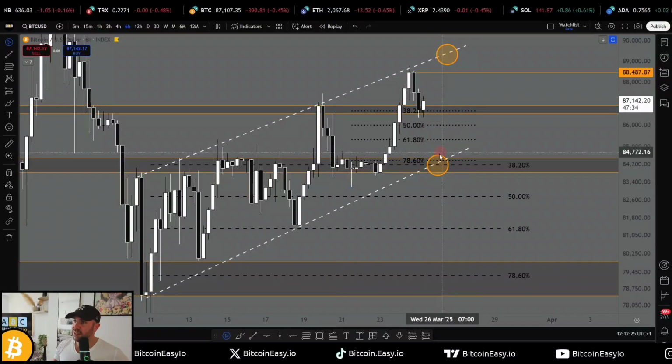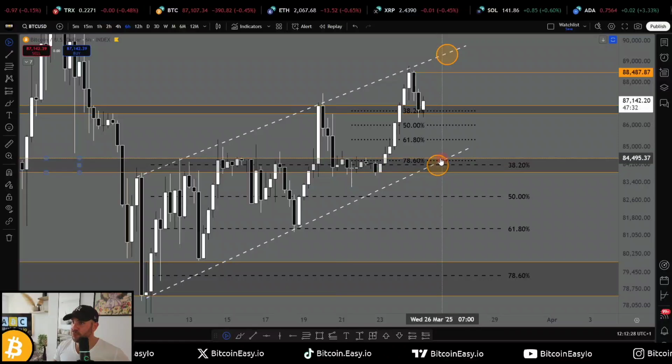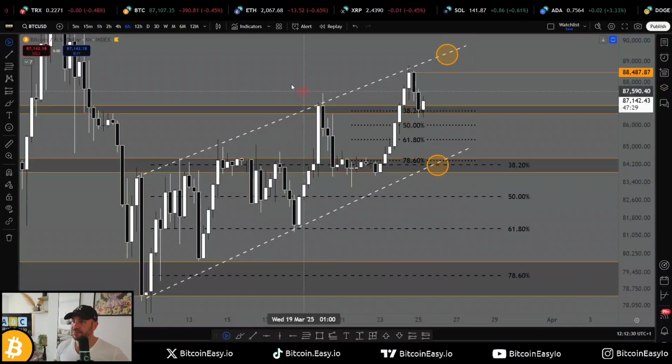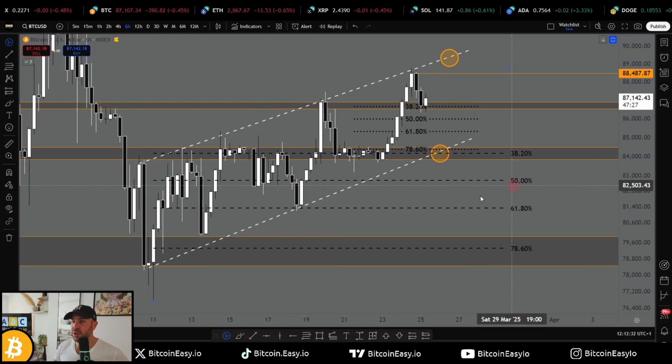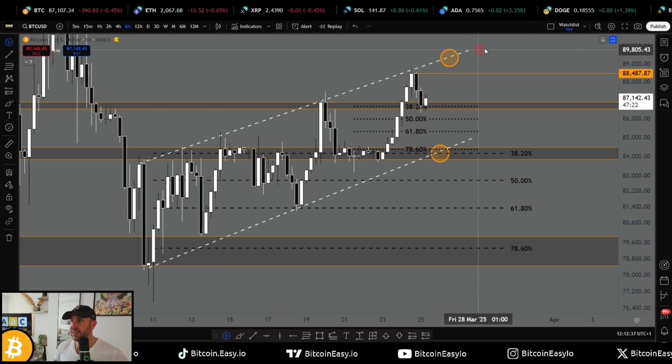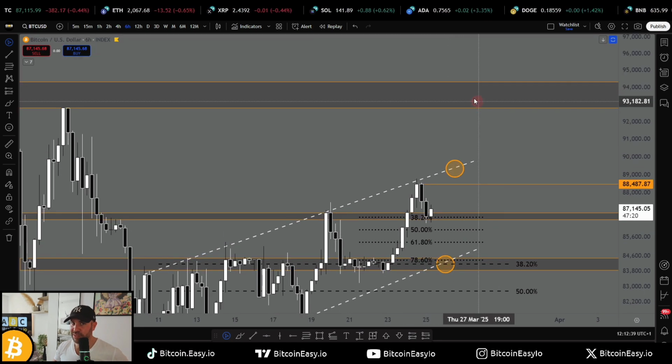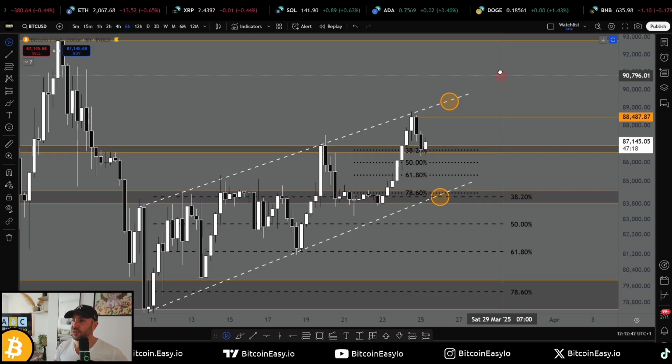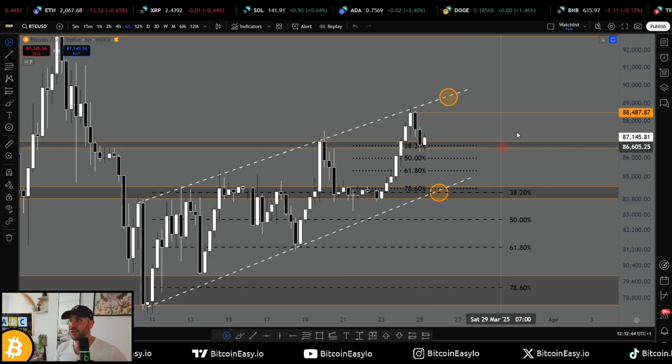If this breaks here, then the likelihood is that we come down here. And then if this breaks here, then the likelihood is that we come down here. I marked out the areas for you guys, and this is where it becomes really interesting for the short to mid-term for Bitcoin. And the area above here is where it becomes really interesting for the short to long-term for Bitcoin. We don't want to talk about the bearish scenario for the long-term for Bitcoin quite yet.